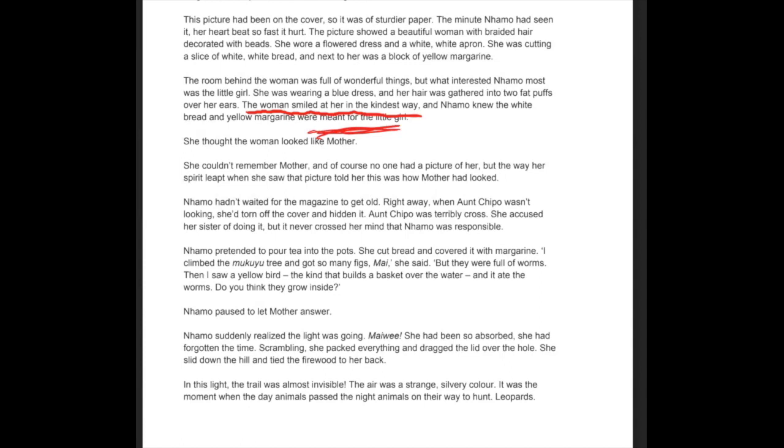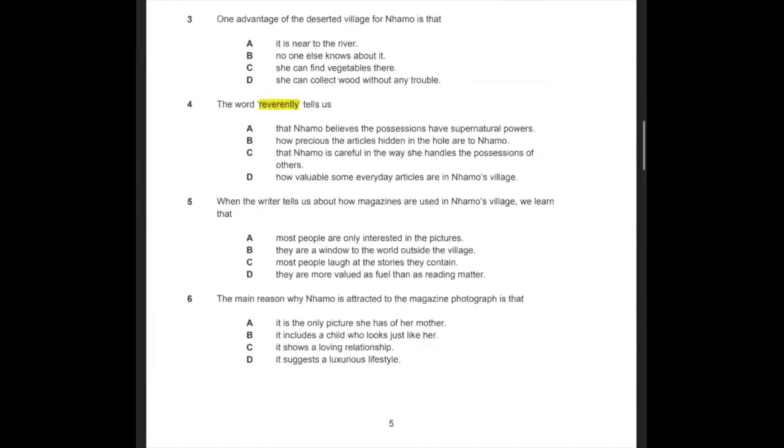And that is why the best answer for this question, go down, the best answer for question number 6 is C, right? It shows a loving relationship. So even though it has a picture of someone that looks like the mother, or even if the child does look like her, the best answer is that it actually shows a nice relationship between the lady and the girl.